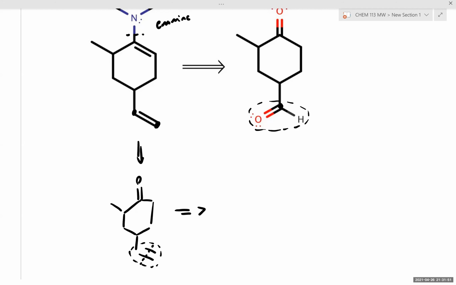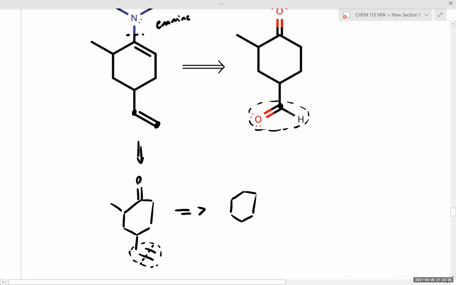If you use a Grignard, you'd have to do an elimination step. What's a more direct method to prepare alkenes from ketones and aldehydes? A Wittig reaction, exactly right.